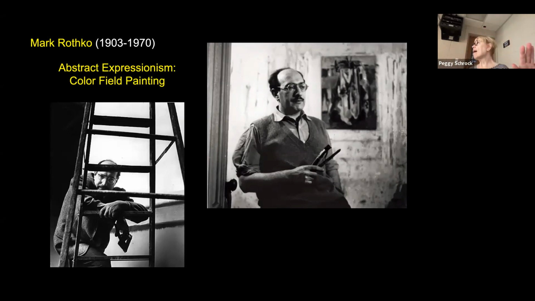Okay, gesture painting done. Now we're going to talk about the second kind of abstract expressionist painting, and that is color field painting. And color field is an entirely different process. Everything's different, but it was still recognized as being abstract and expressive. Mark Rothko was a Russian artist, a Jewish artist. His real name is Marcus Rothkowitz, but he changed it to Rothko when he came to the US in 1913 at the age of 10. So he was very young when he came.